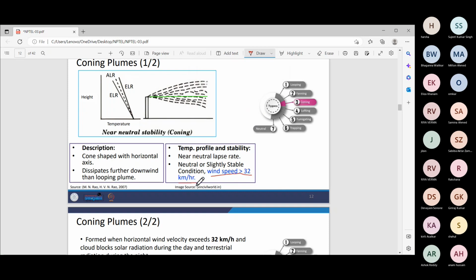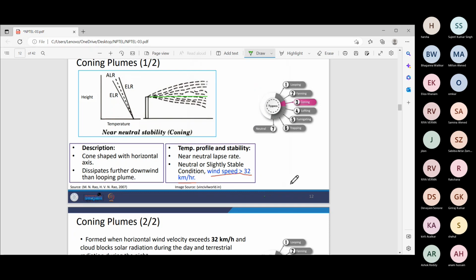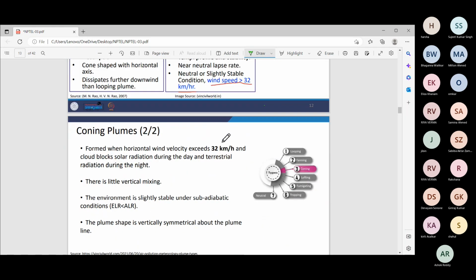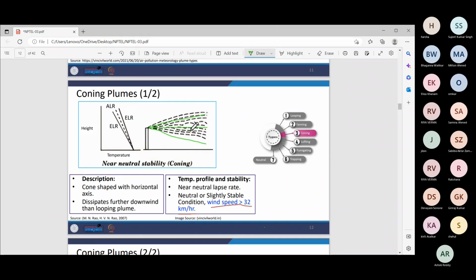This condition should be satisfied because at this condition there will be much higher turbulence, and this will help in having such kind of dispersion of pollutants in the shape of a cone. So basically, these types of plumes are formed when the horizontal wind velocity exceeds 32 kilometers per hour, and the cloud blocks solar radiation during the day and terrestrial radiation during the night. So that is why there is very little vertical mixing, and the environment is slightly stable under subadiabatic conditions. Here the ELR is less than the ALR, and the plume shape is also symmetrical about the horizontal plume line, that is this one. You can see that the shape is very much symmetrical about the axis.